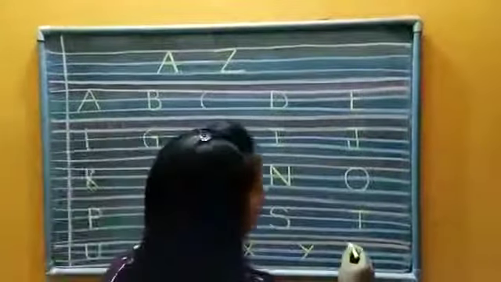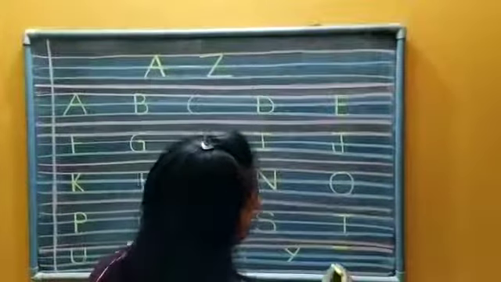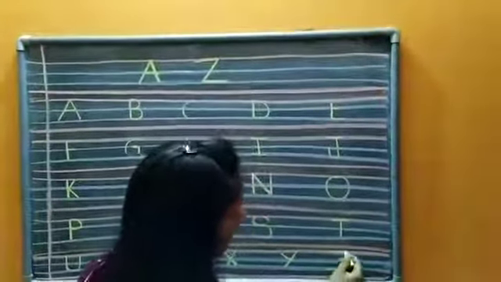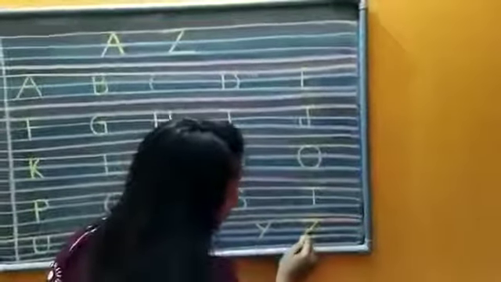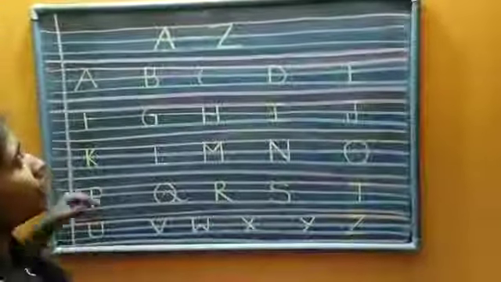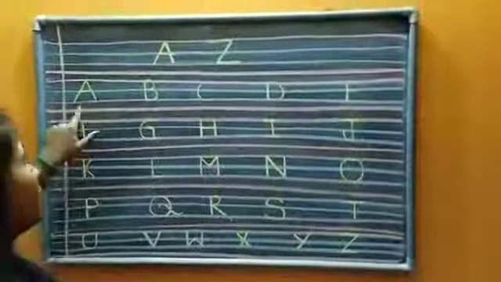Now we have to write Z. Did you remember how to write? One sleeping line, another sleeping line and join it from the edge. It is Z. Now let's read it aloud.